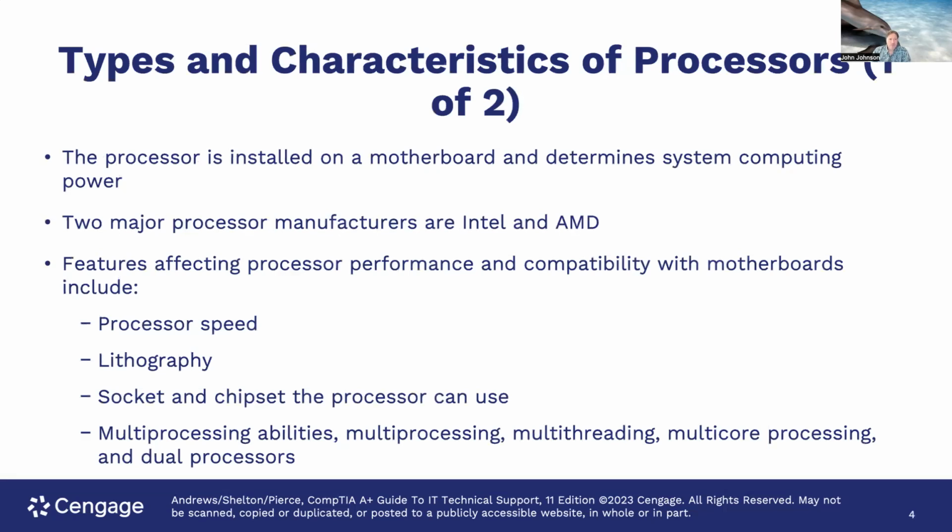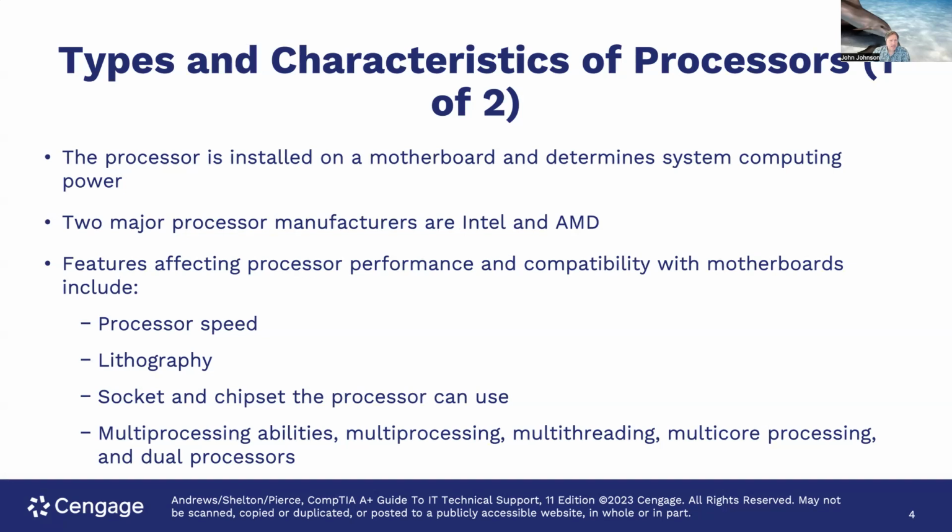The processor is installed on a motherboard and determines the system computing power. Like I said in earlier videos, this is the main thing I consider when I'm putting together a computer. I start with the CPU and I find the motherboard that goes with it, and everything goes from there, your memory and things like that. So we have two major processor manufacturers, that's Intel and AMD. This has been the way it has been for as long as I can remember, and that is quite a ways back. Intel has always been there. AMD was a later actor on the stage, but they're both very powerful alternatives.